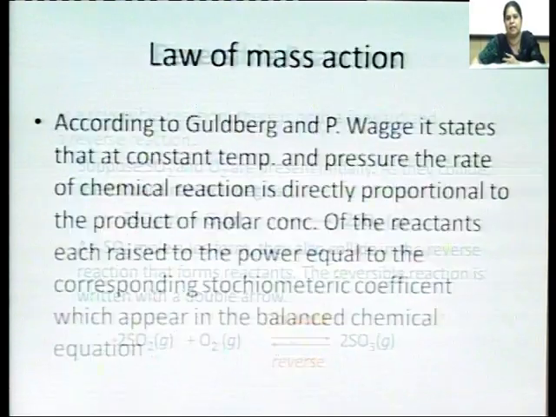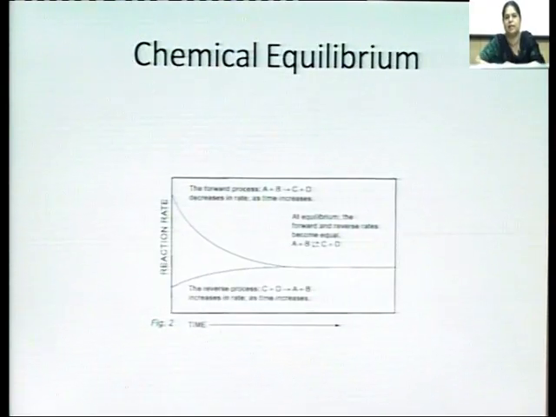Now, graphically we can represent a chemical equilibrium as the state at which the rate of forward reaction becomes equal to the rate of backward reaction. What do we mean by this? By this we mean that the same number of moles or molecules of reactants that get converted into the products, the same amount of the products give back the reactants in the same time.